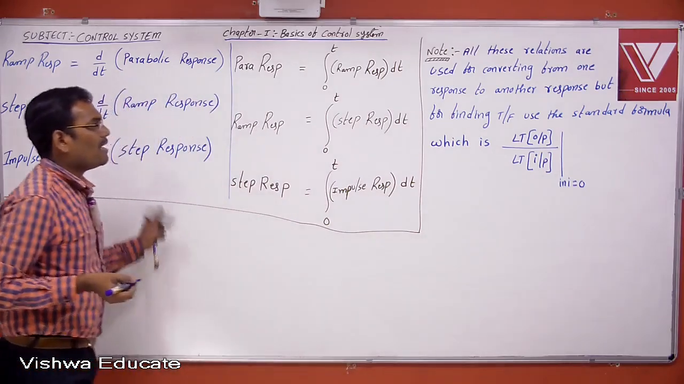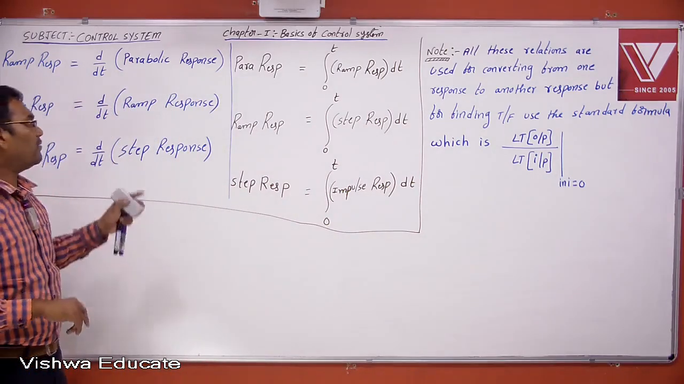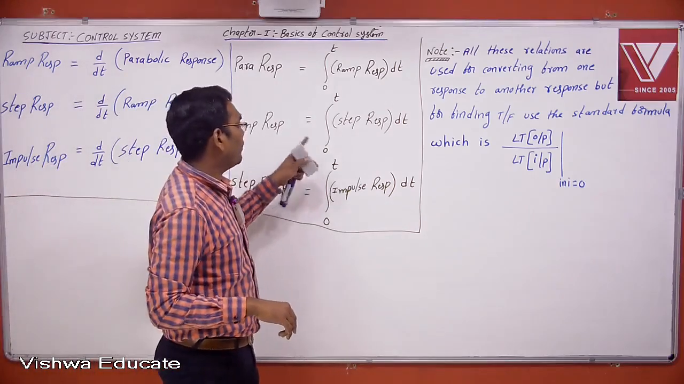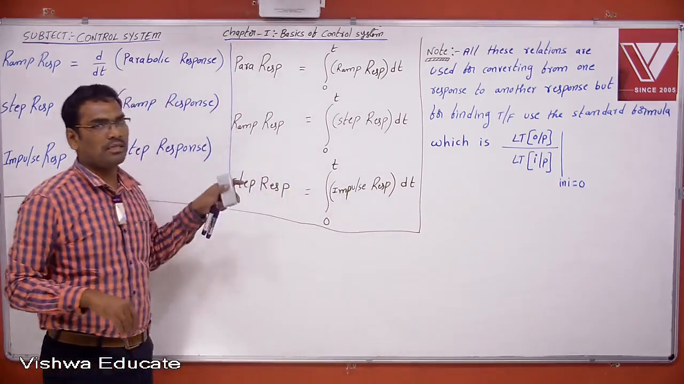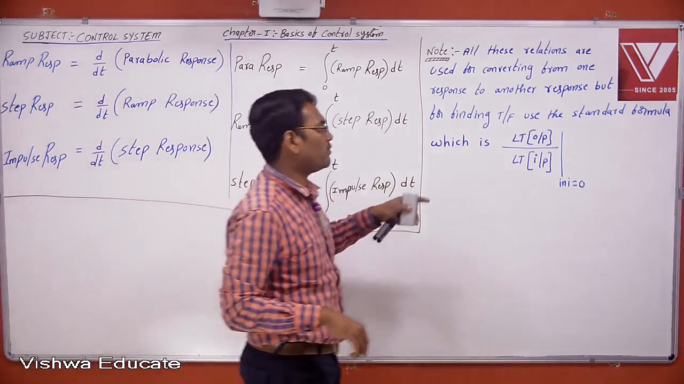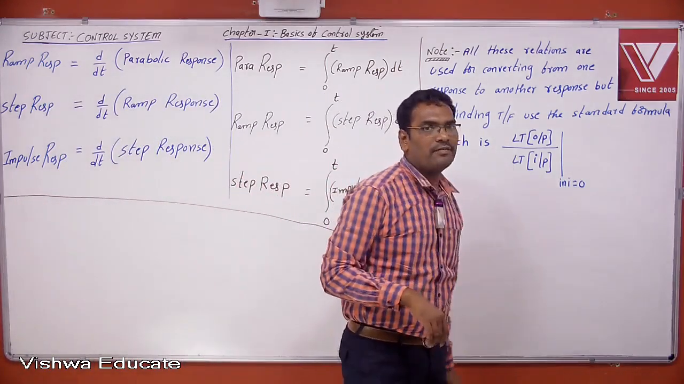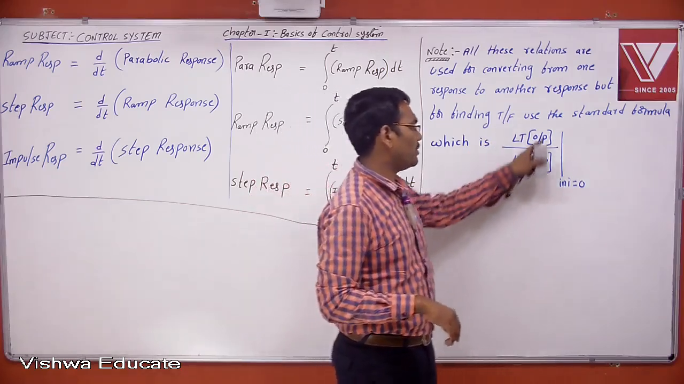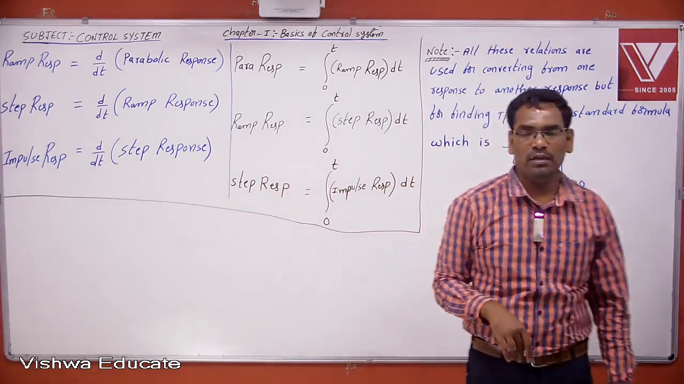Now these are the relations for converting from one response to another response, and for finding one response from another response, use these relations. Then if you want to find the transfer function, use this standard formula, which is the Laplace transformation of output to the Laplace transformation of input with all initial conditions equal to 0. Note down this.